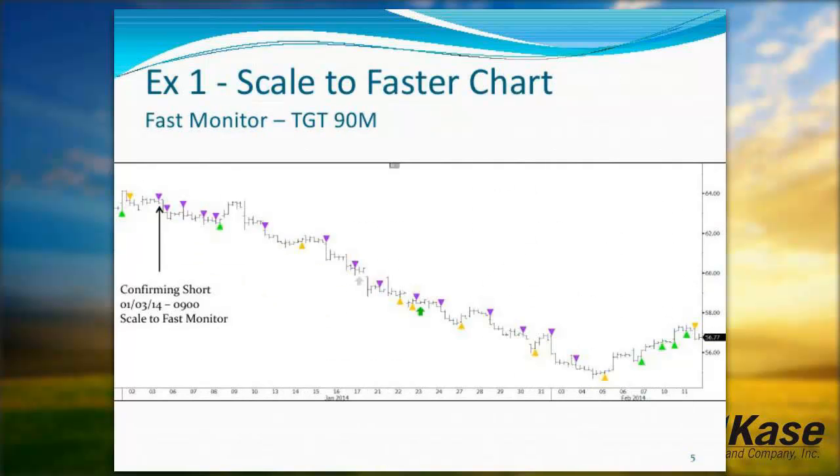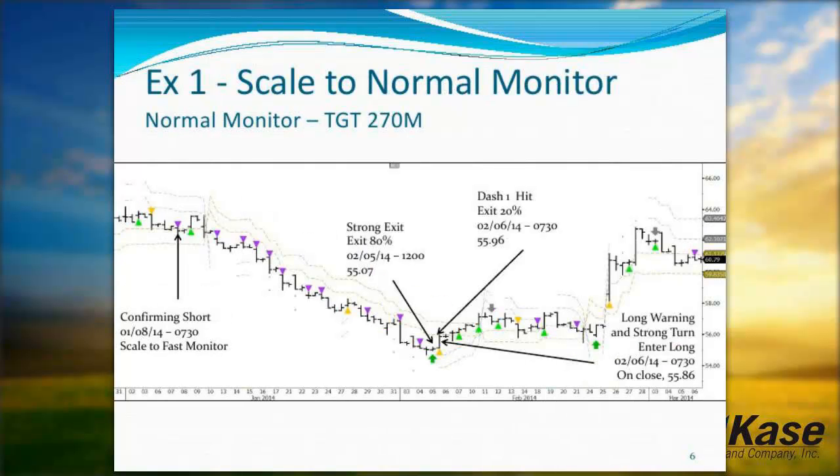Okay, now before that, we hadn't had any exit signals. There was nothing before the 8th of January that would have told us to get out of this short trade. If there had been on the 90-minute chart some sort of exit signal, some sort of green or gray or even these light gray arrows telling us that we should get out, we would have taken those exits on the 90-minute chart before scaling to the 270. But in this case, we get the permissions on the 270 and we scale up to the 270.